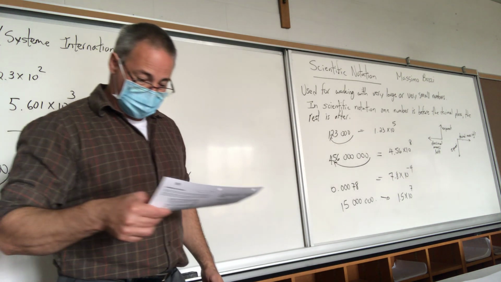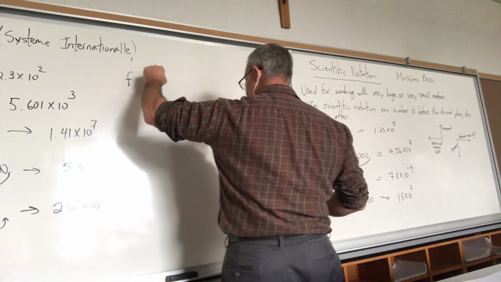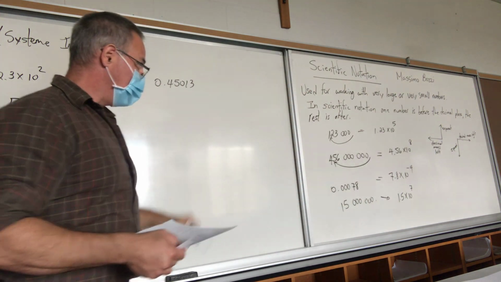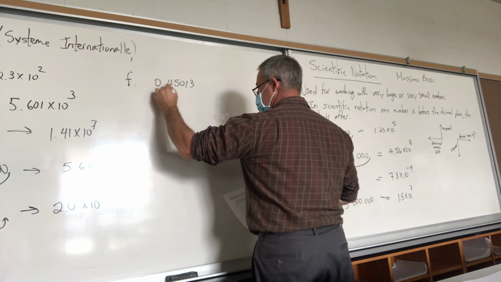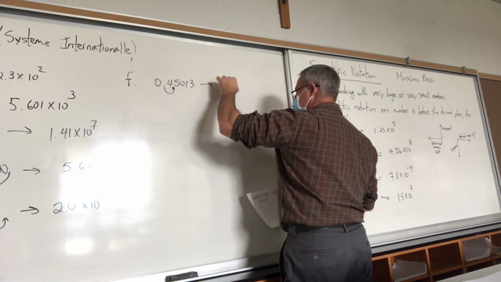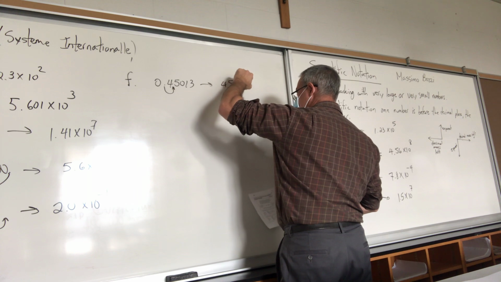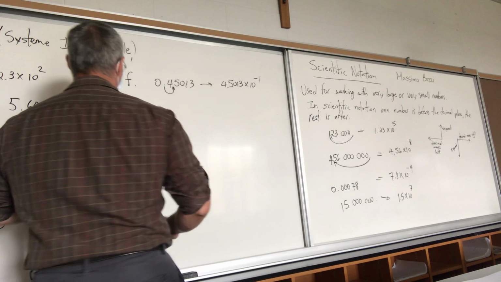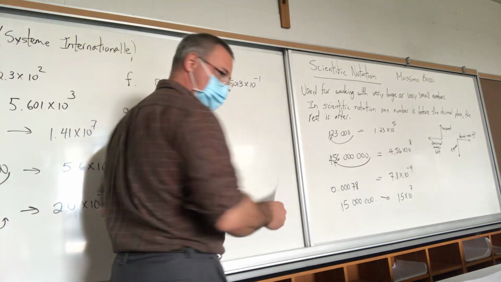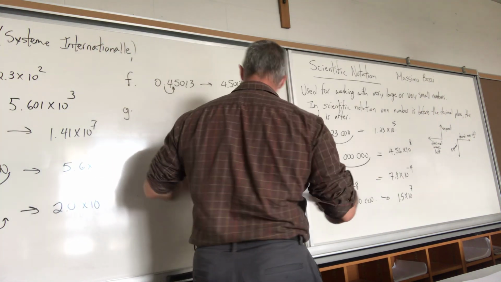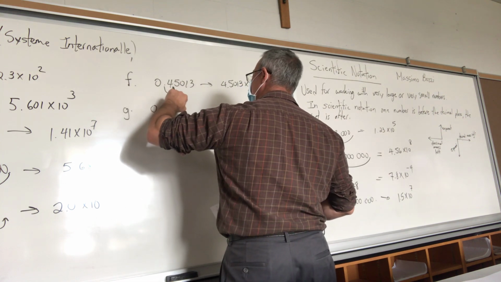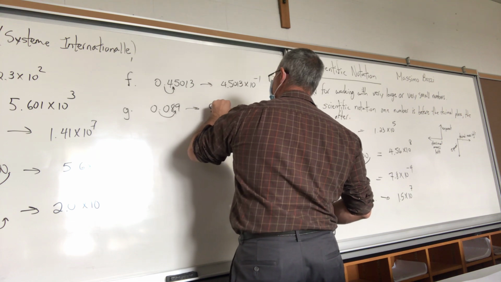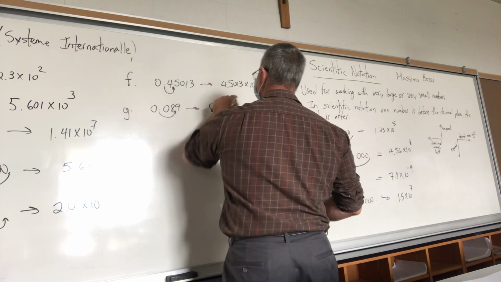F is 0.45013. Okay? And you want to turn it into this, where you have a decimal between the 4 and the 5, so that's 4.5013. That's times 10 to the power of negative 1, because you had one jump going to the right. G is 0.089. You're going to move it to there, between the 8 and the 9. So you're going to get 8.9 times 10 to the power of negative 2.